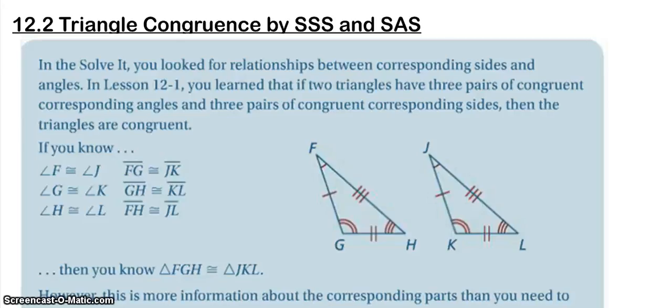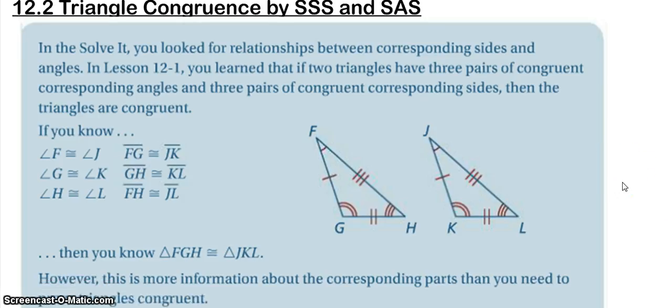Hello again, guys. Welcome back for 12.2, dealing with triangle congruence by SSS and SAS. This stands for side, side, side, or side, angle, side. Notice the angle is between the two sides. So if you looked at the solve it in the lesson, please make sure that you have the lesson up at the same time as you're working through this.